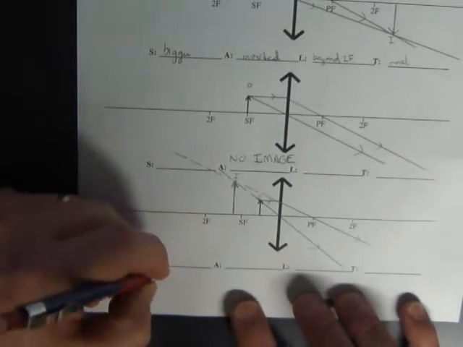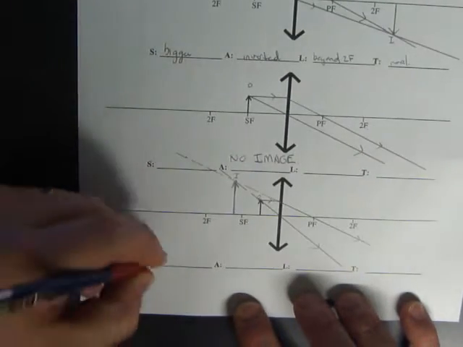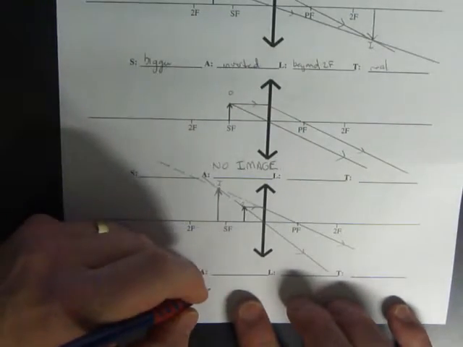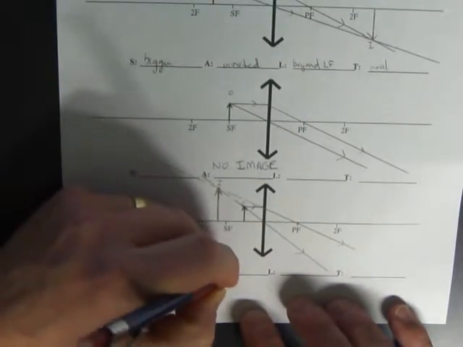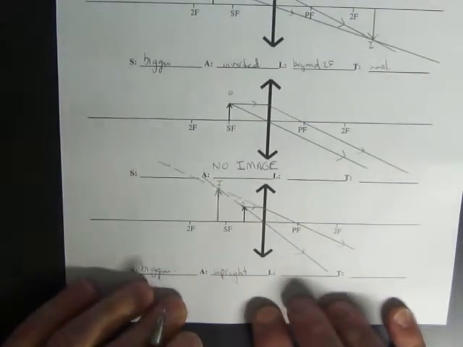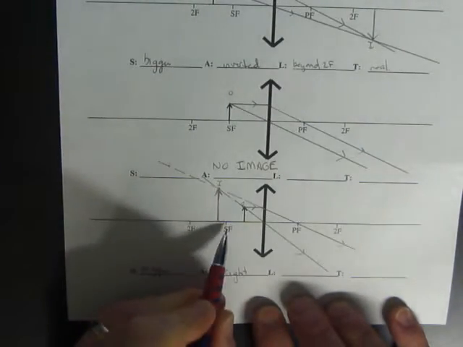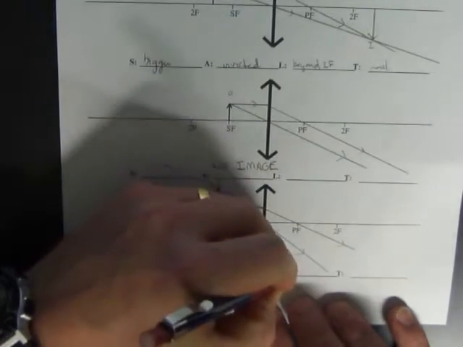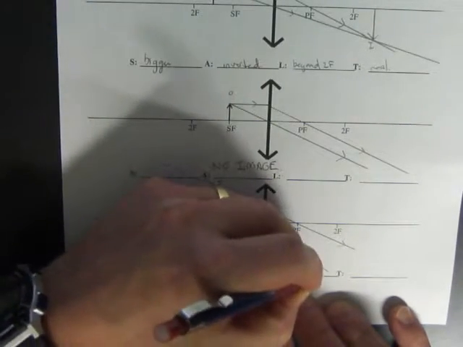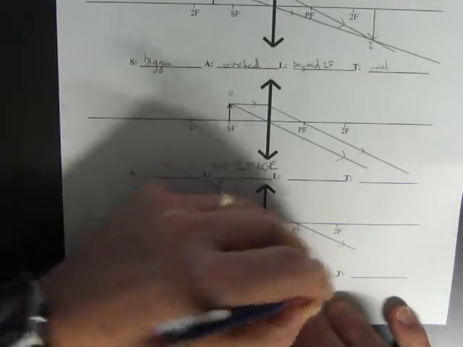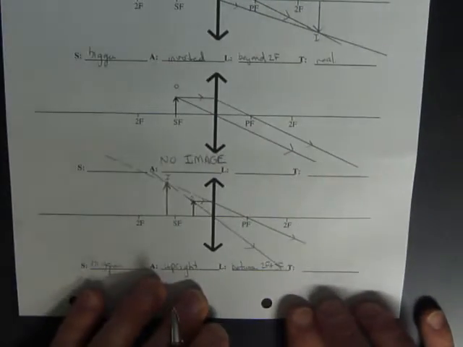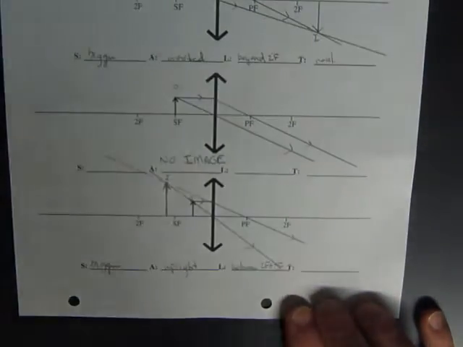Size. Yep, Jake? Bigger. Attitude. Jake? Upright. Location. You can again compare it to things that are on the principal axis. Between F and 2F. And what type is this? Yep, virtual. It's virtual.